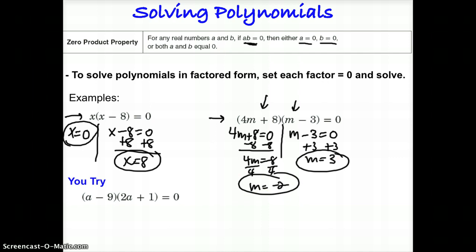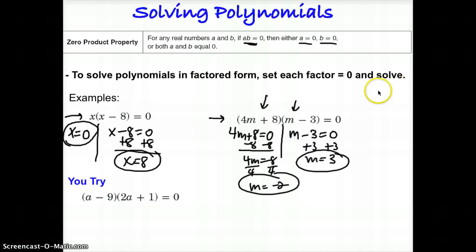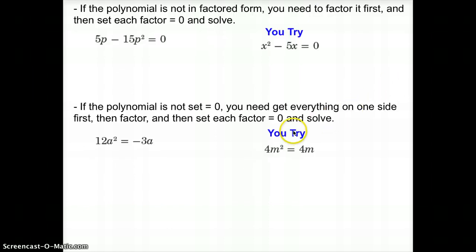All right, some more examples. If we're not in factored form, if you noticed these two examples, this is factored form, okay? X times x minus 8, 4m plus 8 times m minus 3, those are both factored form. So now if they are not in factored form, you need to factor it first, and then set each factor equal to 0 and solve. For example, how do we factor 5p minus 15p squared?